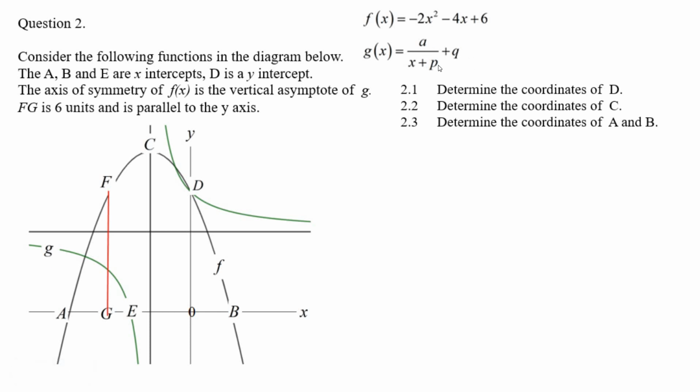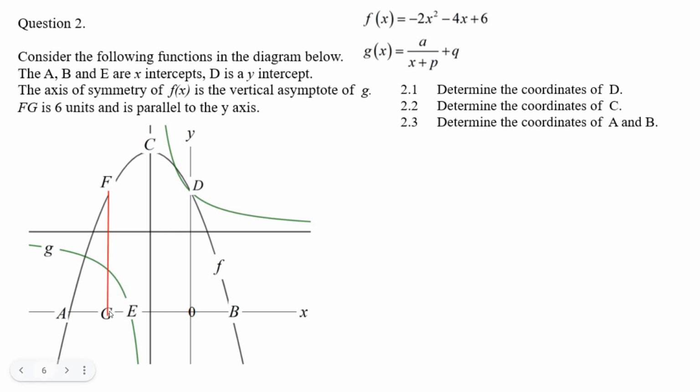It's a over x plus p plus q. Well, you have to know all the different things of a hyperbola. This means a, I know that's got to be a positive number. But here's something interesting. The axis of symmetry of the parabola is also the vertical asymptote of the hyperbola of g. Well, that's good to know.